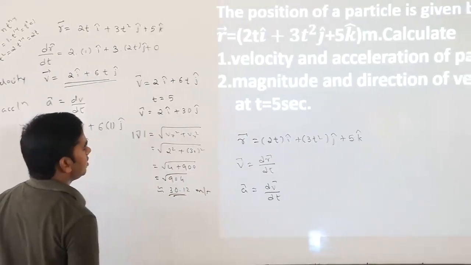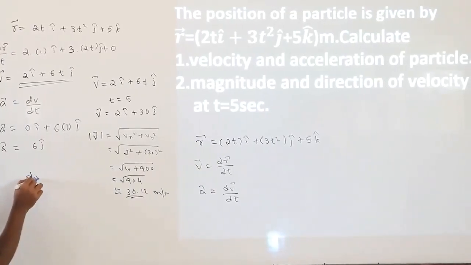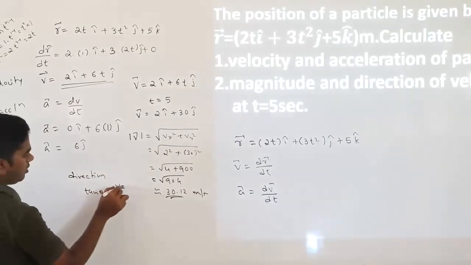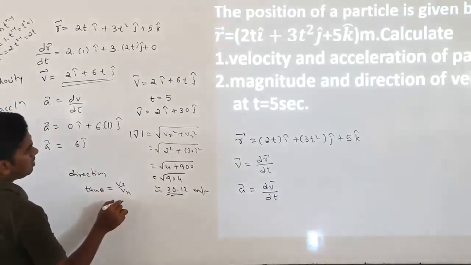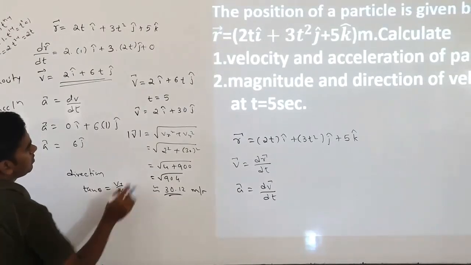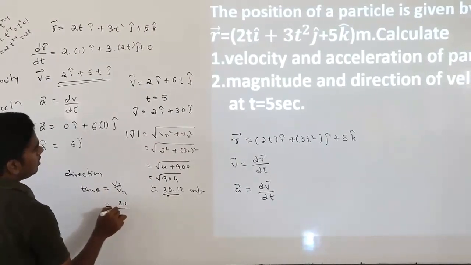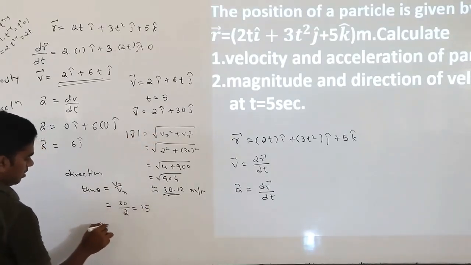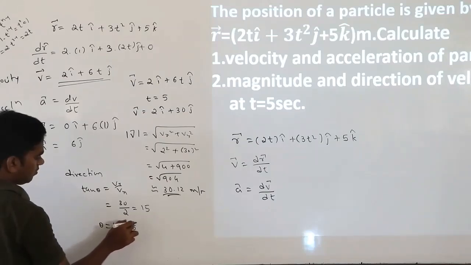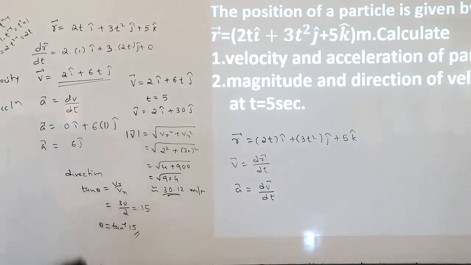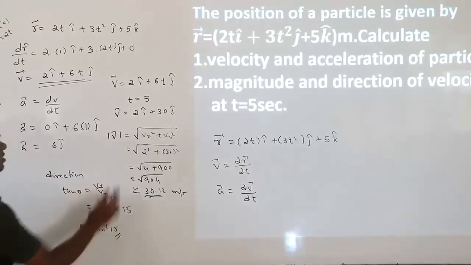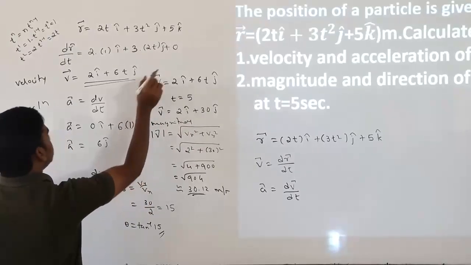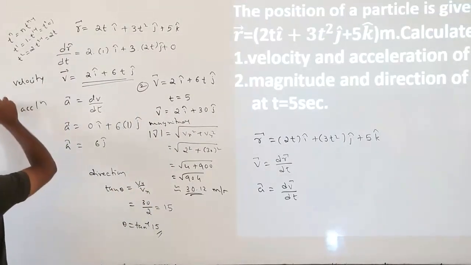Then they are asking direction. How can you find direction? For direction, tan theta equals vy divided by vx. vy is 30, vx is 2, so this will become 15. So theta equals tan inverse of 15. This is the direction, and this is the magnitude. So this is for the second question, and these two are for the first question.